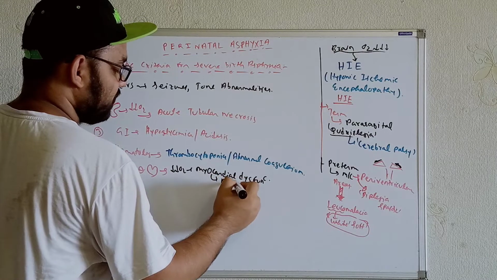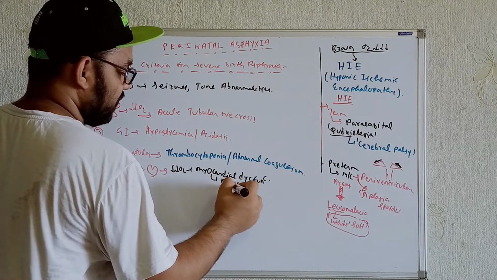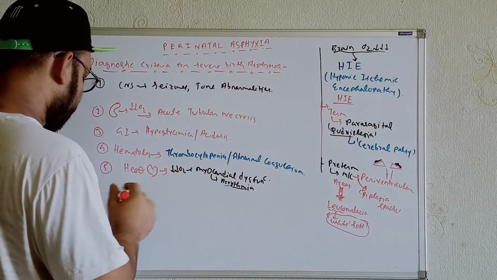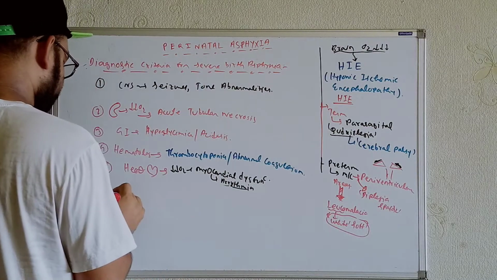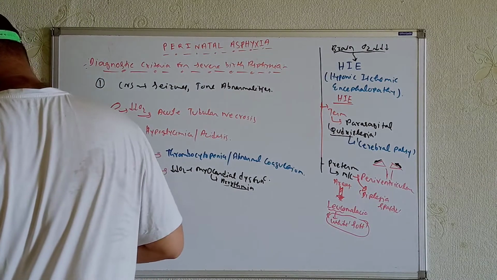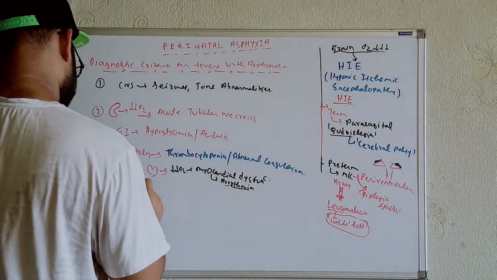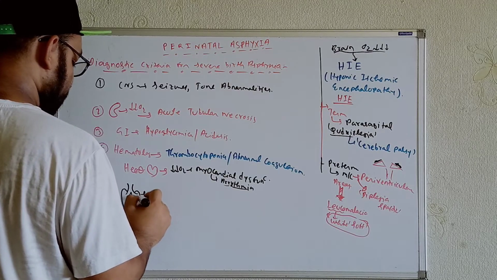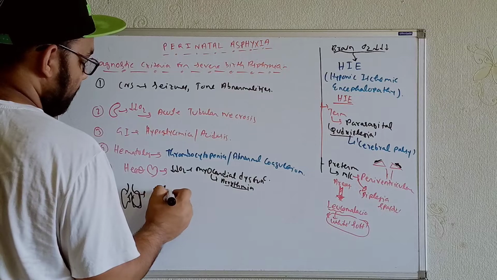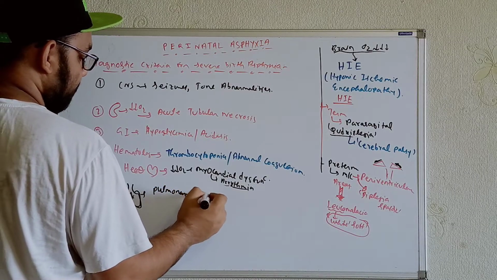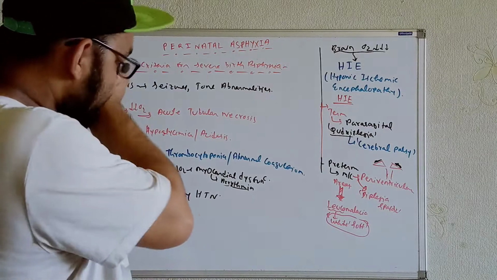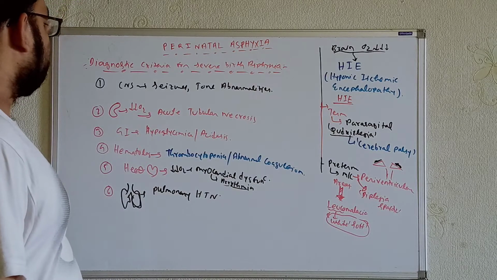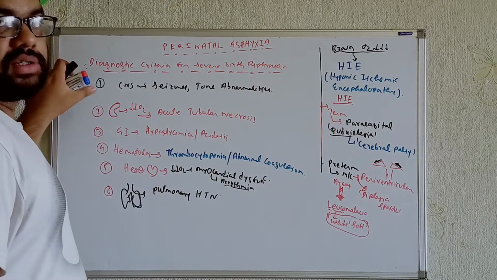We can get arrhythmia, for example. Then we can get problems in terms of respiratory aspects. So let's write it over here. We can get pulmonary hypertension in these cases. Okay. So these are the diagnostic criteria for severe birth asphyxia. There are also many more, but I didn't mention all of them. So these are a few important points you can remember.